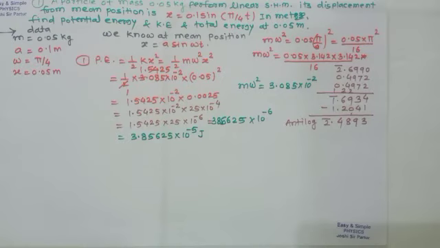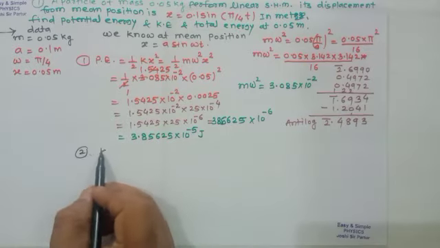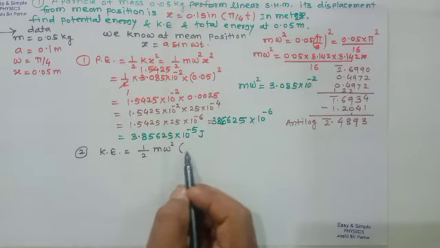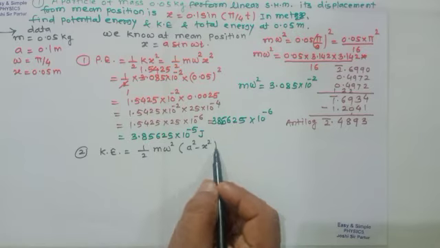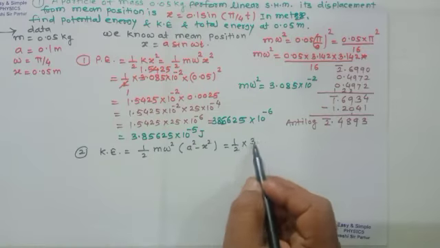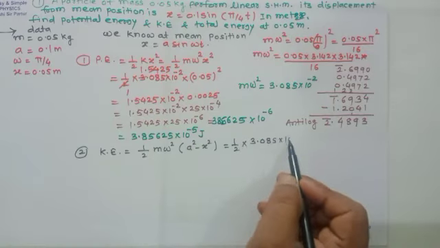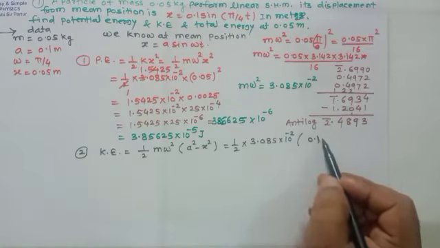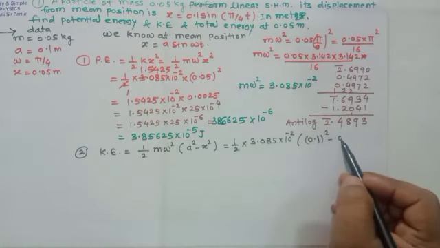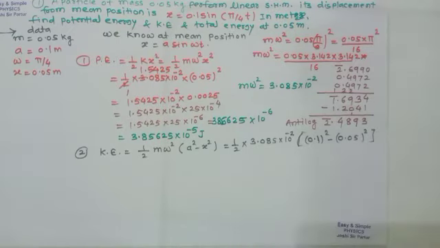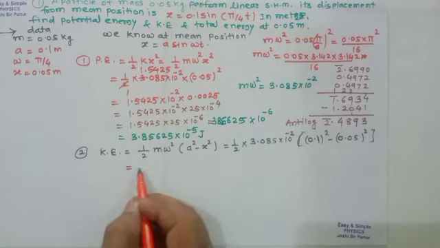Again, we can find out the kinetic energy. Second thing, kinetic energy is equal to half m omega square in bracket a square minus x square. So here half, we know m omega square will be 3.085 into 10 raised to minus 2 in bracket a will be 0.1, 0.1 bracket square minus 0.05 bracket square bracket.